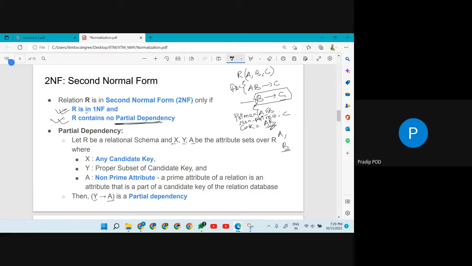So that we will see, what are the problems. And sir, also, proper subset means do we take individual ones, or it could be like, suppose I have A, B, C, D as a candidate key, and if I take A, B, C as one of the subsets, is that also considered a proper subset? This is your candidate key. These are the values in the candidate key A, B, C, D. Yes, sir. Yeah.